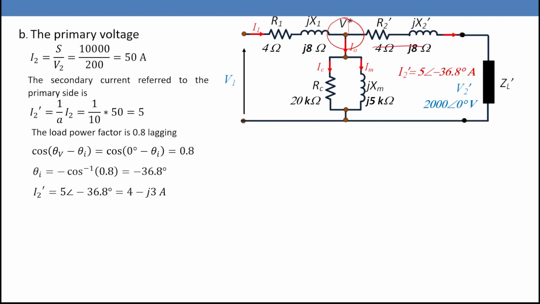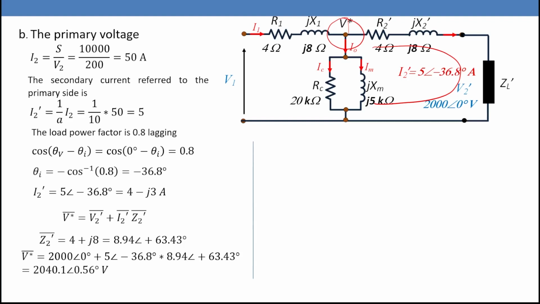We are going to use Kirchhoff voltage law in this loop, where V star equals V2 dash plus I2 dash Z2 dash. What is Z2 dash? So Z2 dash equals 4 plus j8, or in polar form 8.94 angle 63.43 ohms. So V2 dash, after using these calculations, will be 2000 angle 0 plus 5 angle minus 36.8 multiplied by 8.94 angle 63.43. So the voltage at this point will be 2040.1 angle 0.56 degrees volt.